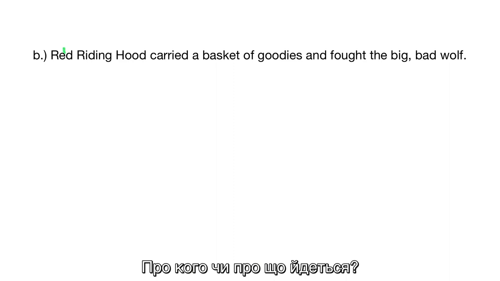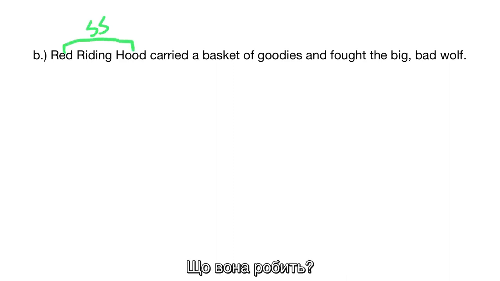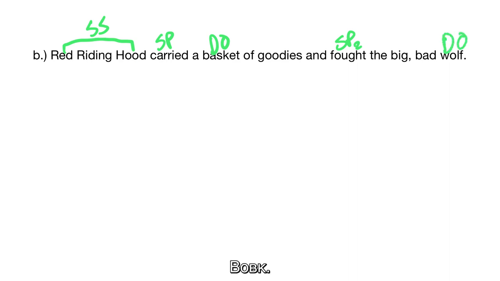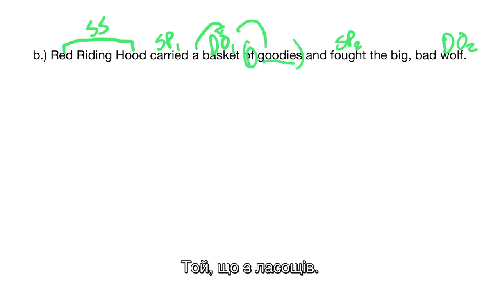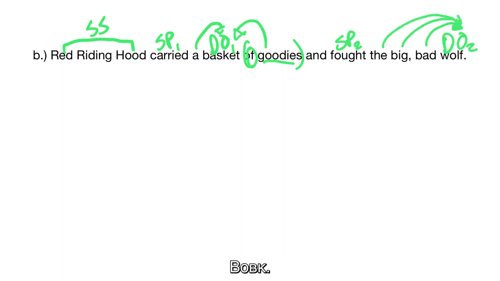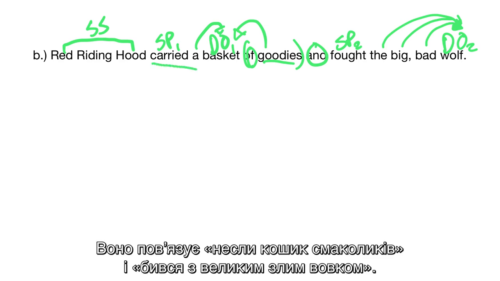Who or what is this about? Red Riding Hood. What did she do? She carried. What did she carry? Basket. What else did she do? She fought. What did she fight? Wolf. How many baskets? What kind of basket? The one that is of goodies. Which wolf? Bad wolf. Which wolf? Big wolf. How many wolf? The wolf. And connects two things. It connects carried basket of goodies and fought the big bad wolf.